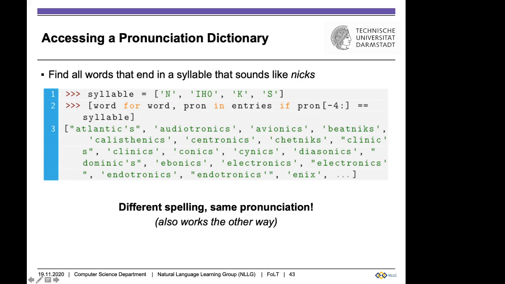As a result, we will find words like Atlantic, audiotonics, avionics, and beanics. Even though the spellings of these words are pretty different, the pronunciations of the last 4 characters are very much the same.